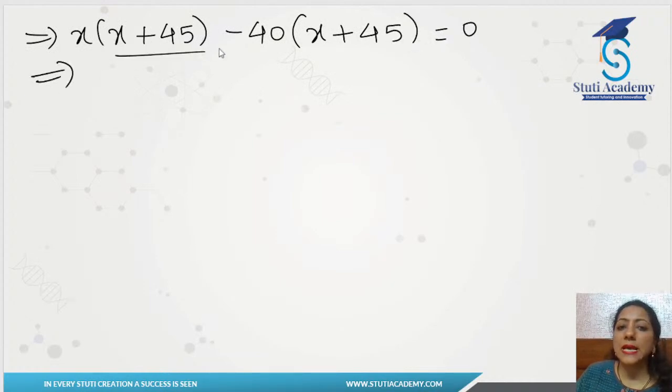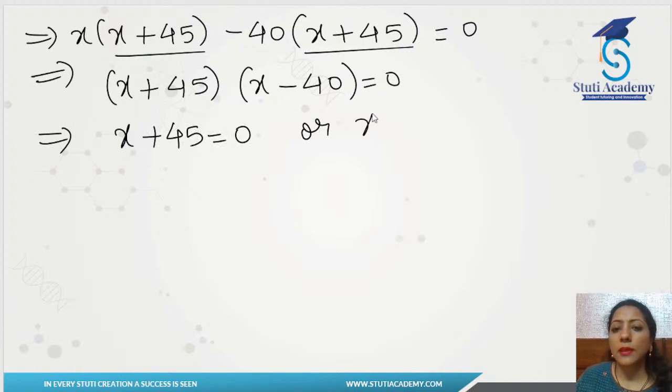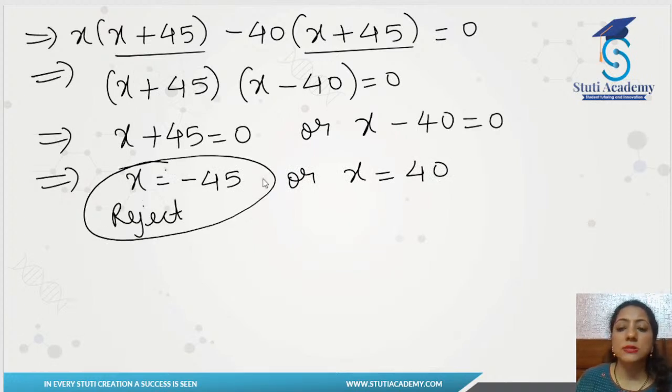Now we can take this x plus 45 common. And then we have x minus 40 is equal to 0. So either x plus 45 is equal to 0 or x minus 40 is equal to 0. So we can say either x equal to minus 45 or x is equal to 40. Now we'll reject this x is equal to minus 45 because the speed can never be negative. Therefore, we have x is equal to 40.